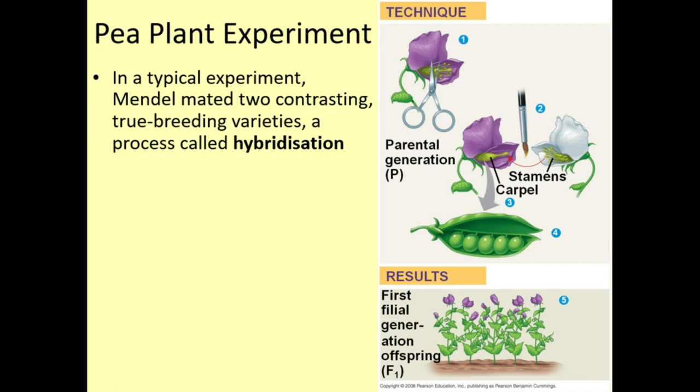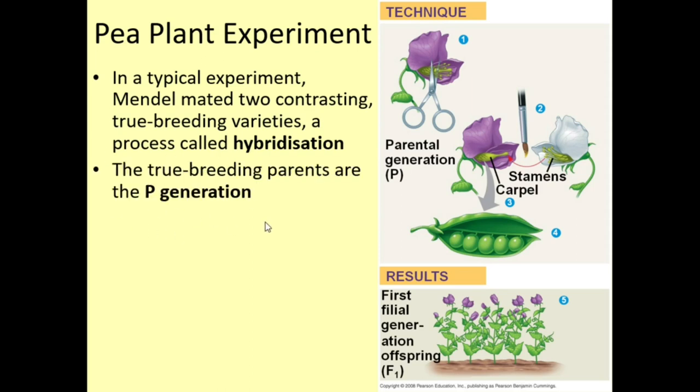And what he would do was he would take two different true breeding varieties and he would cross them in a process that is called hybridization. So you can see in the diagram on the right-hand side here, you've taken a true breeding purple flowered plant and a true breeding white flowered plant, and you're crossing them. So you can see here you're using a paintbrush to take off the pollen from the male and then brushing it onto the purple female. And then that will give rise to some seeds, or what we would see as peas, and these would now be hybrids for this one character. So they would be what we would refer to as a monohybrid. Mono for one character, which in this case is flower color. Okay, so this is the process of hybridization.